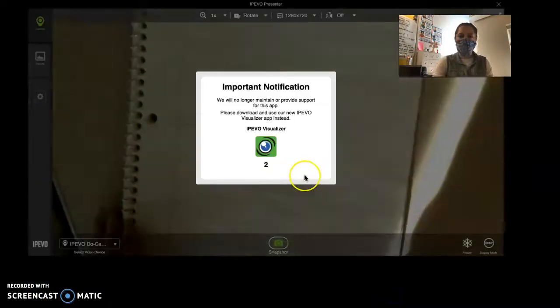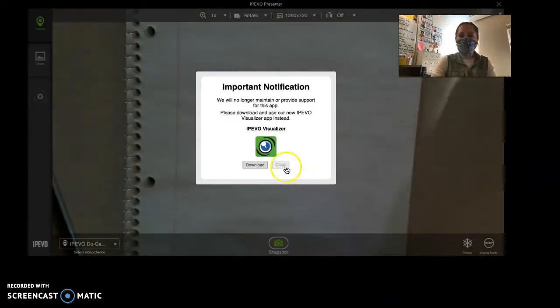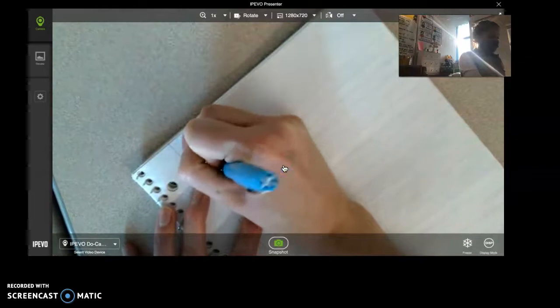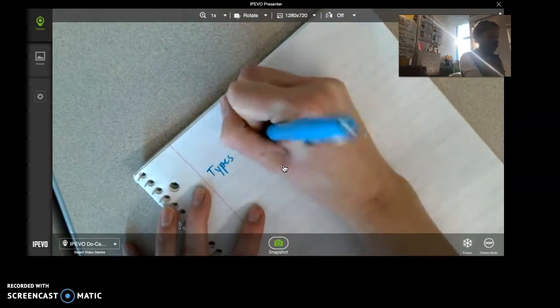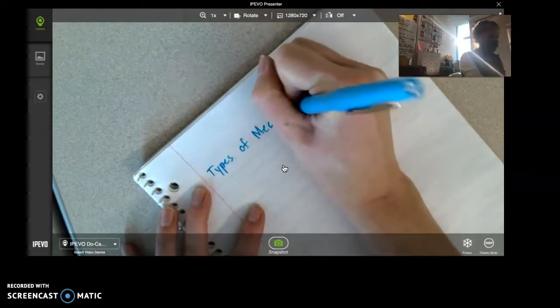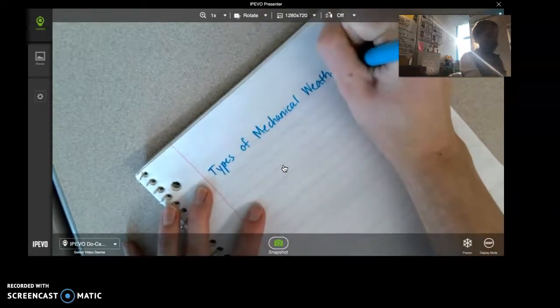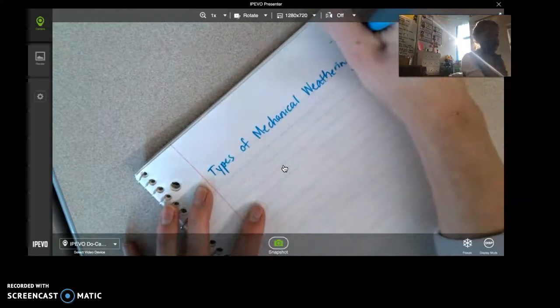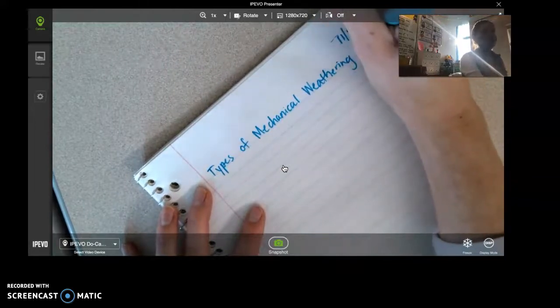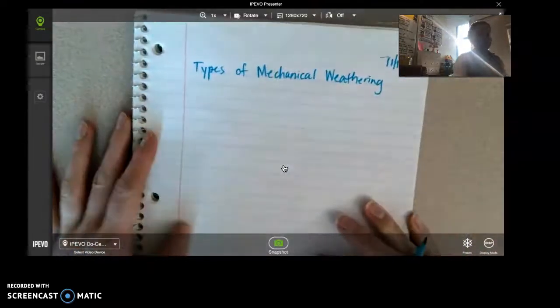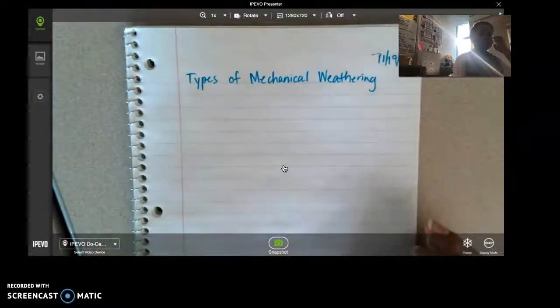At our notebook. We know we always need to title. Today we're doing types of mechanical weathering. And it's the 19th of November. If you need to pause to write that down, then you can.